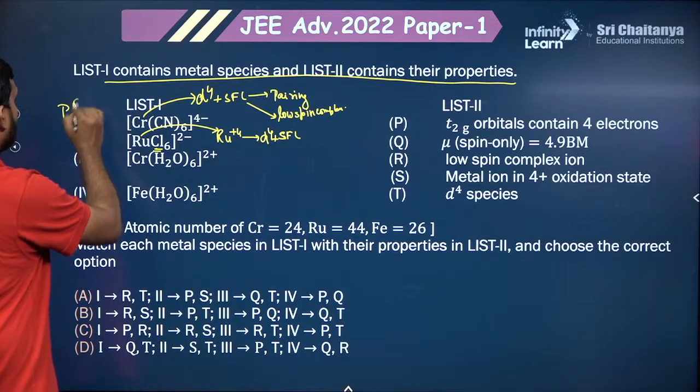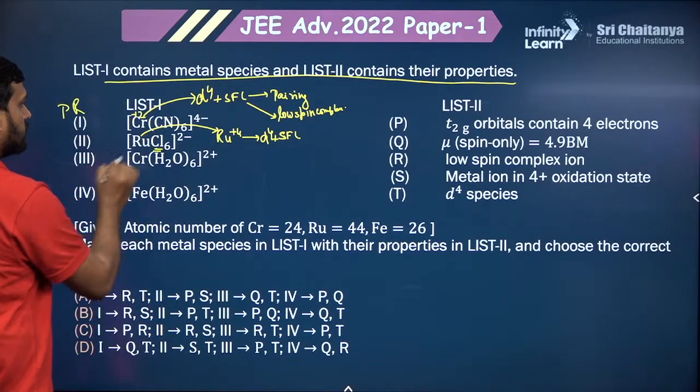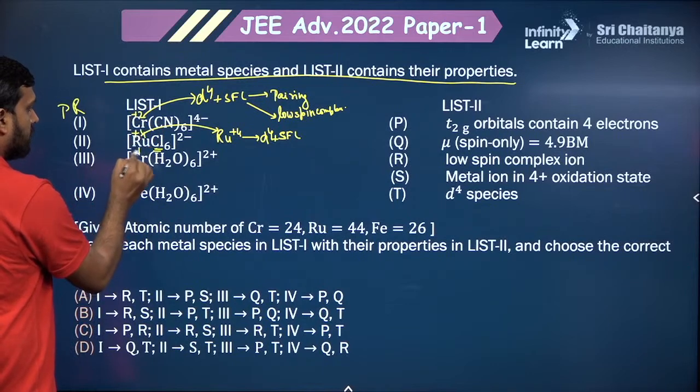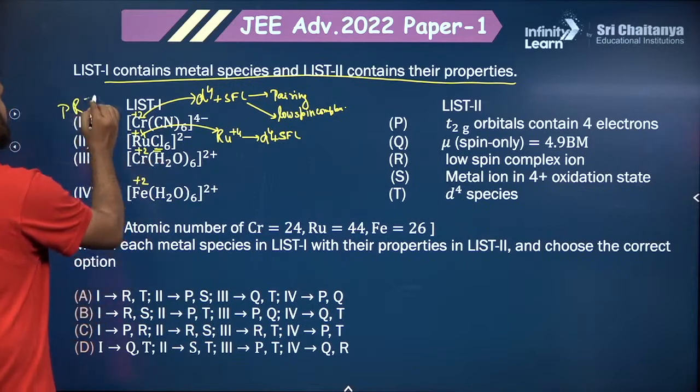Then low spin complex will match here. Metal ion is in +4 oxidation state. No, here it is in +2, here it is in +4, here it is in +2, and here it is in +2. Okay, so it will not match here. D4 species T, it is correct.